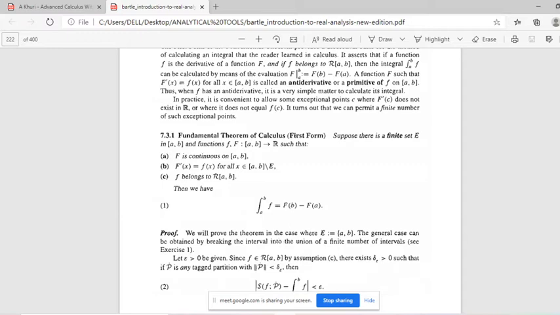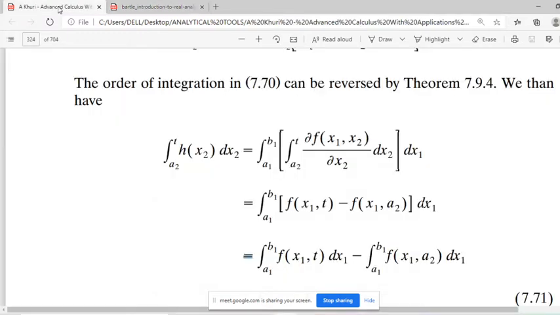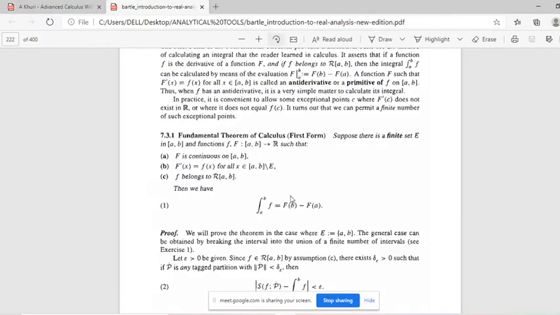As we have seen in this theorem, what is the result? Instead of the integral from a to b of dou f by dou x dx, we can write f of x1, t minus f of x1, a2. It is similar to this theorem, this result.